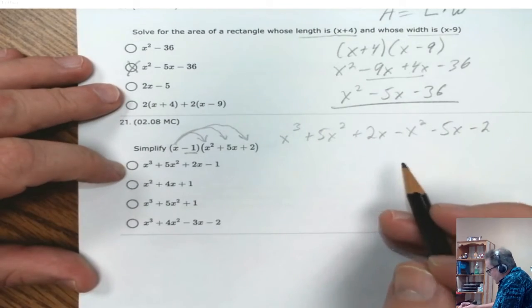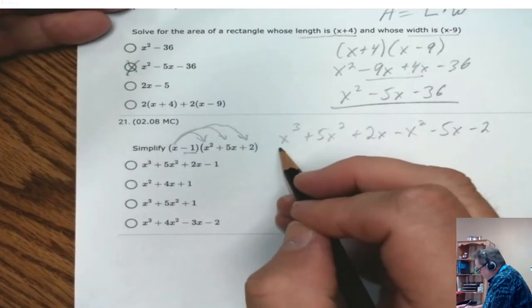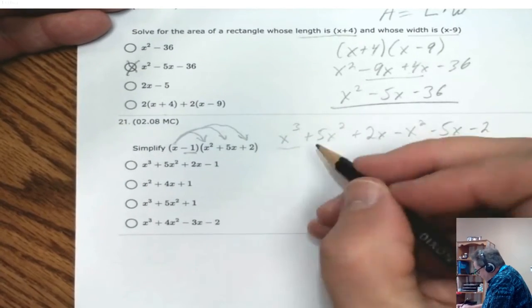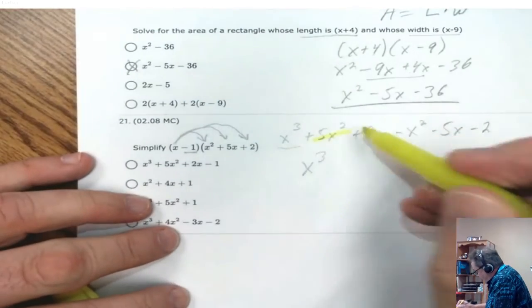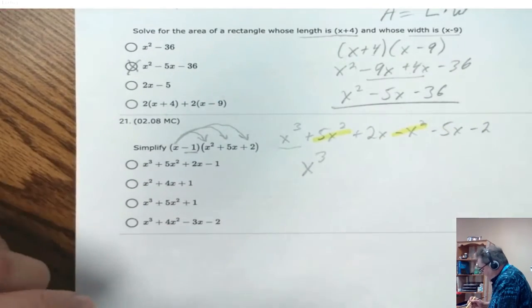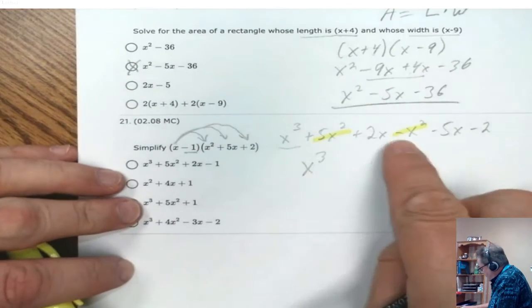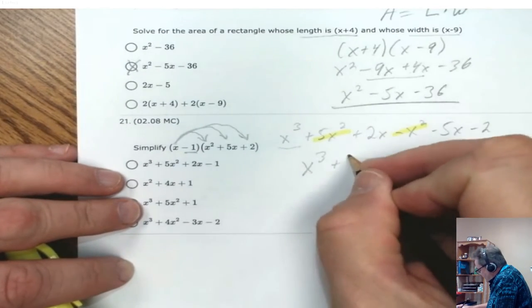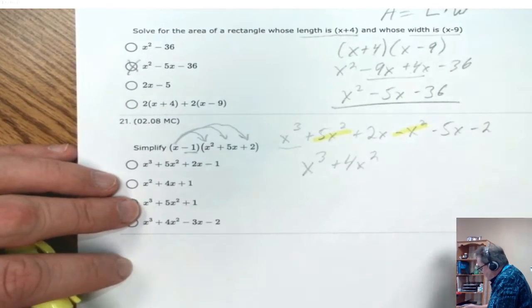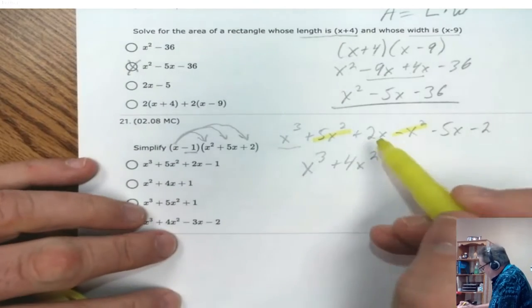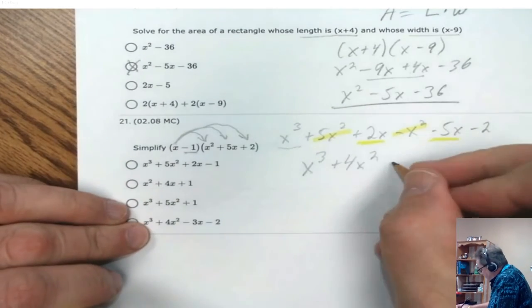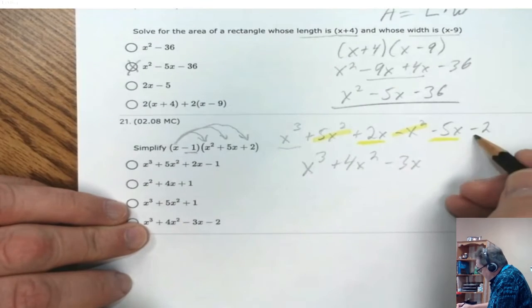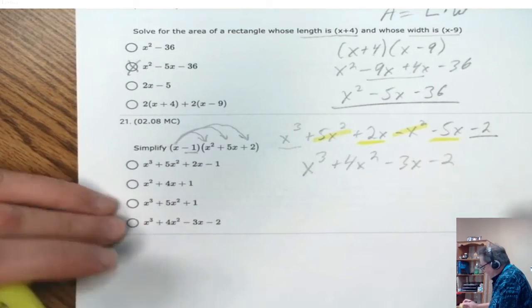Now we just combine the like terms. So x to the third, that's the only x third. There's not another one, so it stays out front. X squared, we have the 5x squared, and we have a negative 1x squared. So 5 minus 1, 4x squared. Then we have 2x and negative 5x, so 2 minus 5, negative 3x, and then we have this minus 2 on the end.